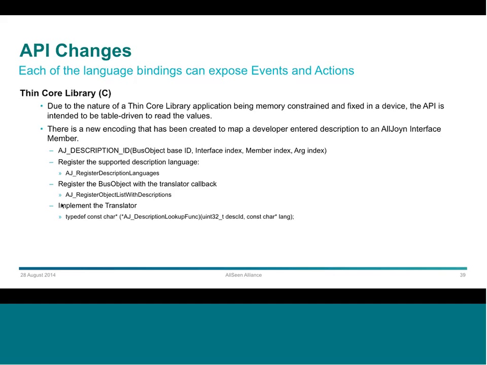There's a way to index the description that's being requested, and that's through a macro, AJ description ID. It's just an encoding, which will tell you what the object that's being requested is, the interface index, the member index, and the argument index. So you can go ahead and return back the appropriate description. And then there's a function pointer there that you implement, which is your translator, and you'll do that in your application outside of the AllJoyn Software Framework.